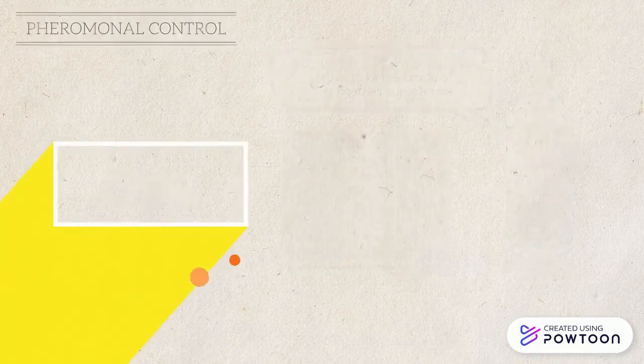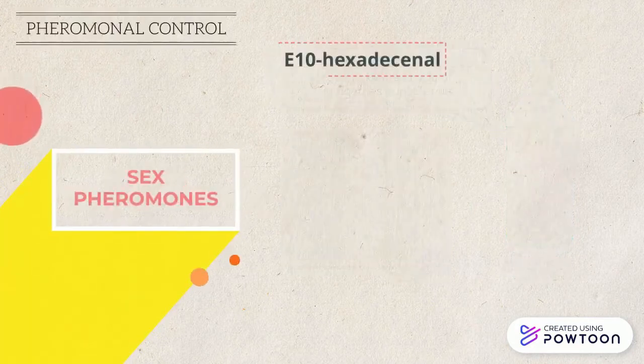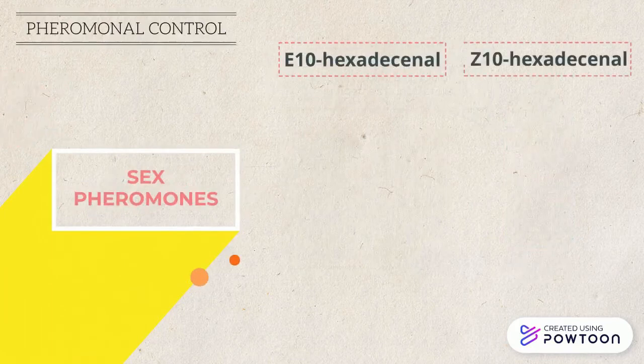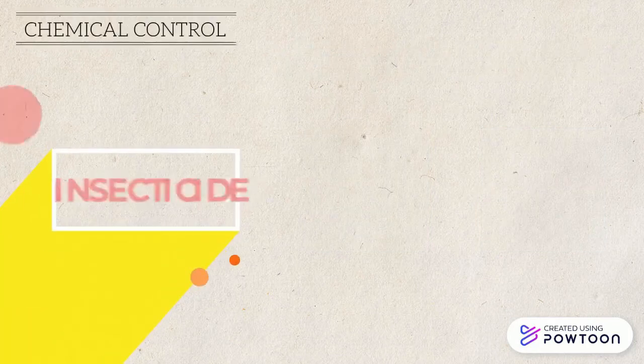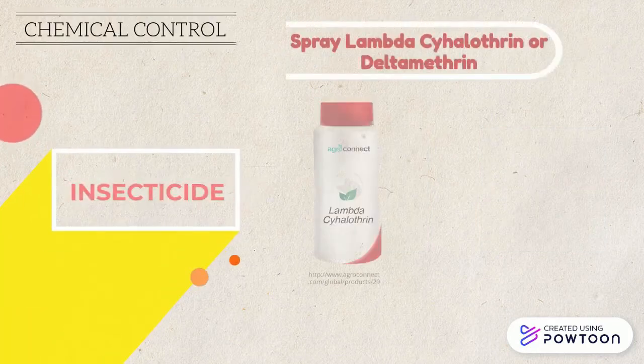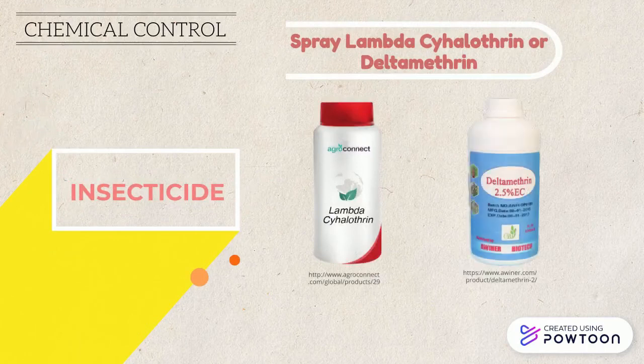In pheromonal control, use synthetic sex pheromone E10-hexadecenal and Z10-hexadecenal with a ratio of 7:3 to attract Conogethes punctiferalis males. This can slow down mating and reproduction of the new generation. Lastly, in chemical control, use insecticides by spraying lambda-cyhalothrin or deltamethrin to reduce the fruit borer infestation.